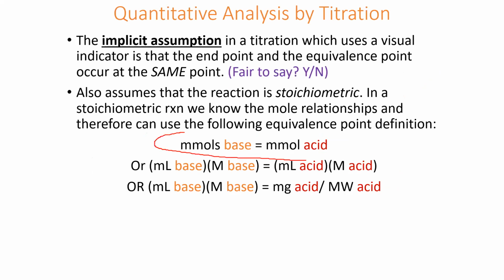Know that this is your definition for your equivalence, EQIV, so it's got this little equal sign in here. It's really saying the moles of the titrant and the moles of the titrate are stoichiometrically equal to each other. And then you can disguise moles in different ways, either as volume and a concentration, milliliters and a concentration, or as a mass and a molar mass. The key is that you've got moles equal to moles.